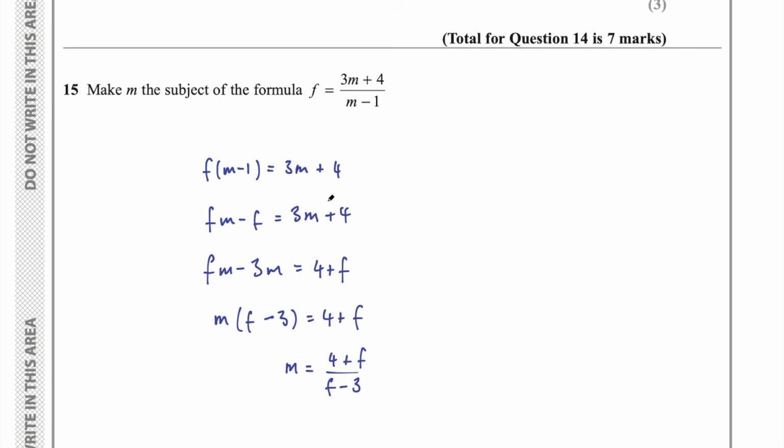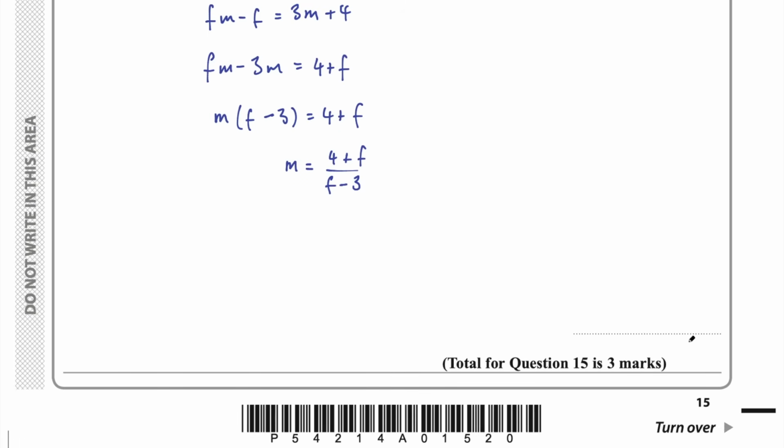And we have rearranged this formula so that m is the subject. So final answer there is m equal to 4 plus f over f take 3. Whoops. F take 3. And that's question 15 for 3 marks.